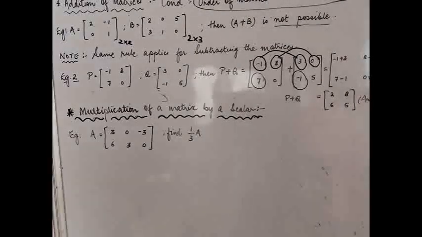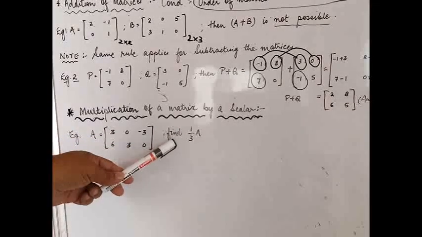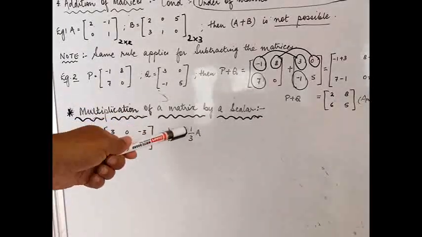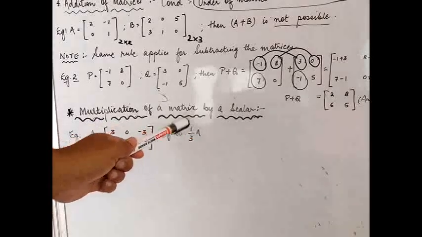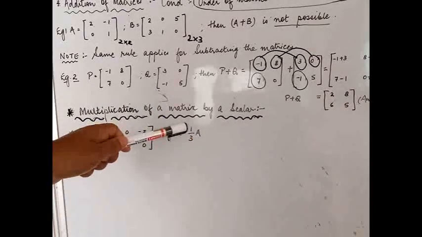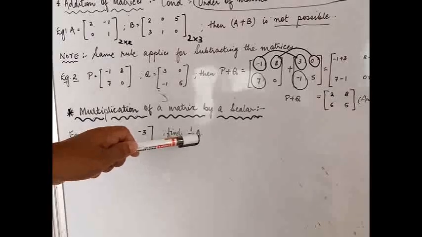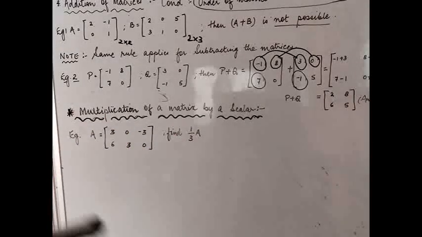So what is the example that we are taking? This is the example. There is a matrix A. This is the particular format, and these are the individual elements of this matrix, and the question is: find 1/3 of A, or 1/3 into A. What this means is that we are trying to multiply 1/3, which is a scalar number, with another matrix. The matrix is matrix A.